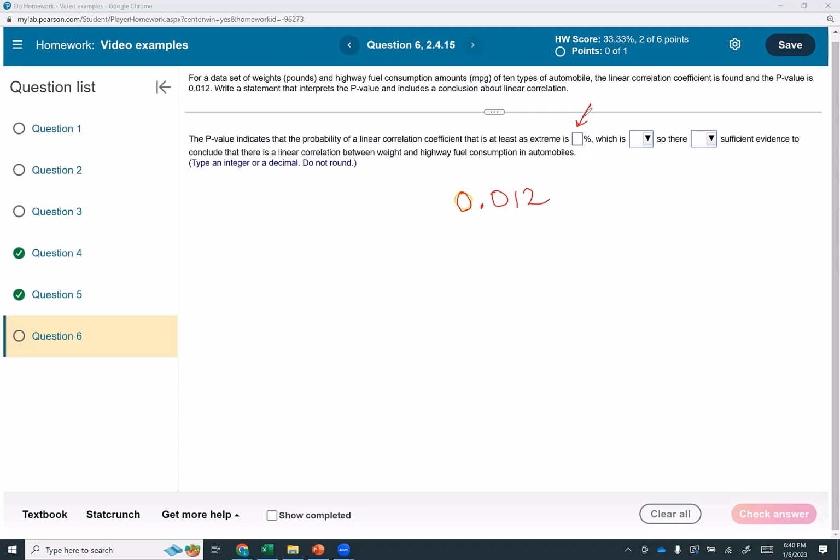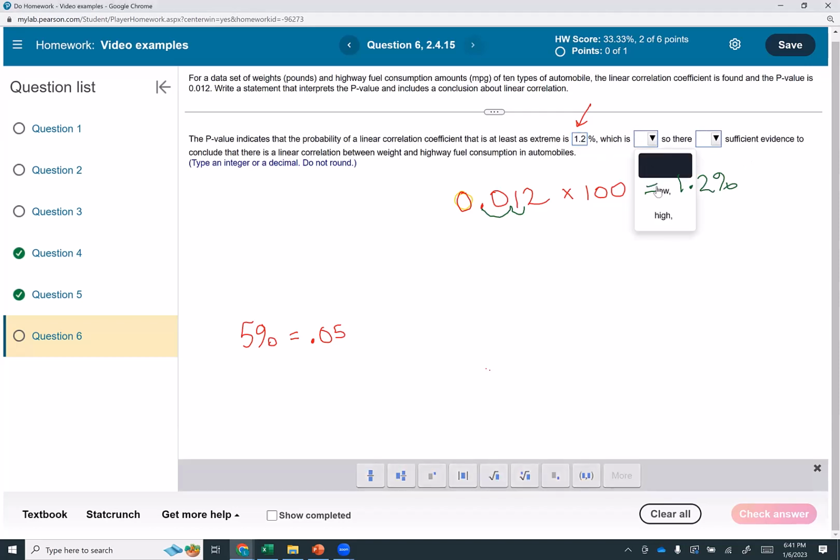Remember, when I went from a percent to a decimal, I started with a percent and I went to a decimal by moving my decimal place 2 places to the left or dividing by 100. So if I want to go from a decimal to a percent, I multiply by 100, which is really the same as moving this decimal point. This equals 1.2%, which is low. It's under 5%.